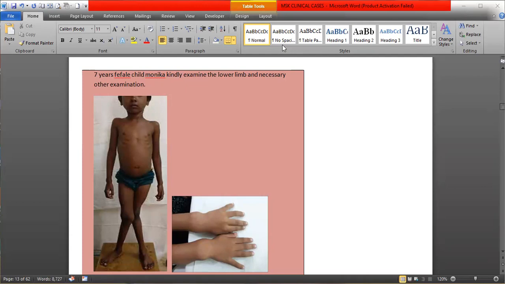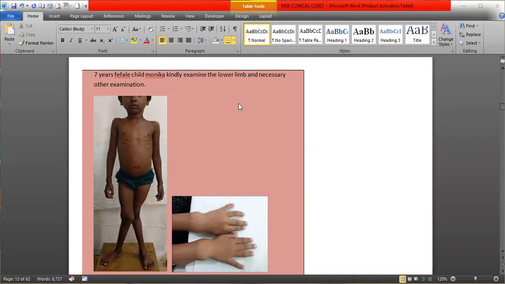In the skull I am looking for any soft skull or any delayed fontanelle closure, for craniotabes. The fontanelle is closed, but craniotabes is there.